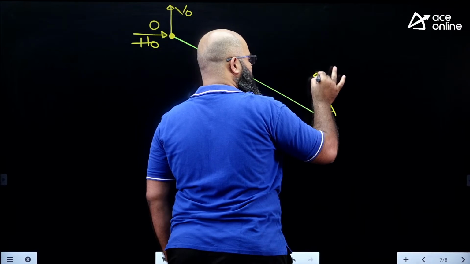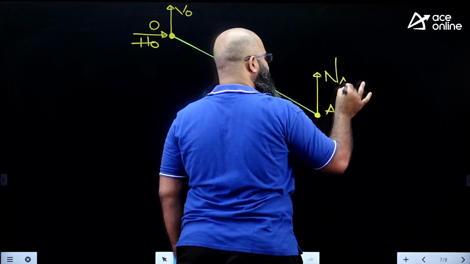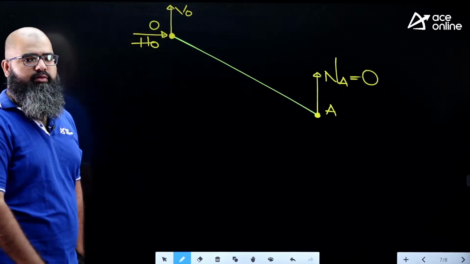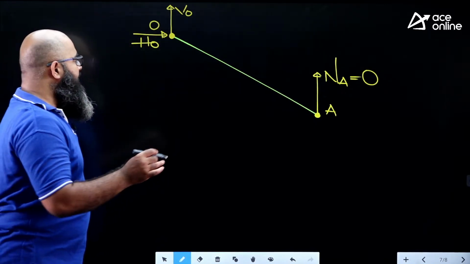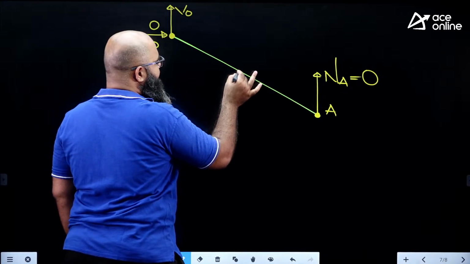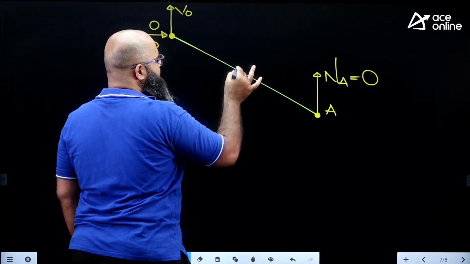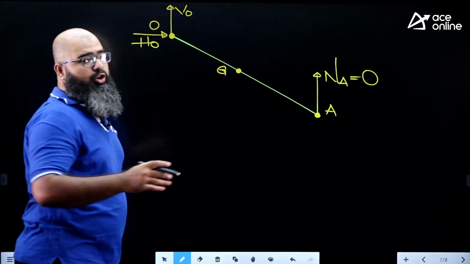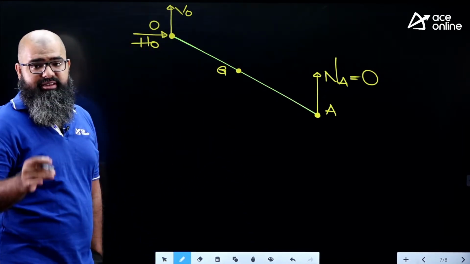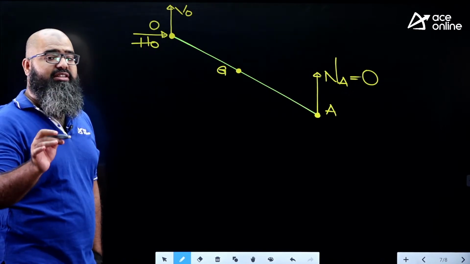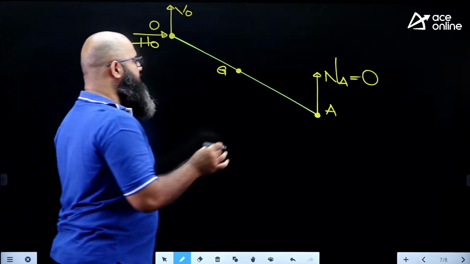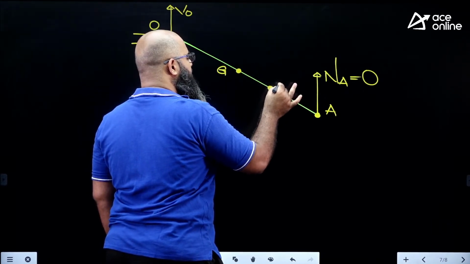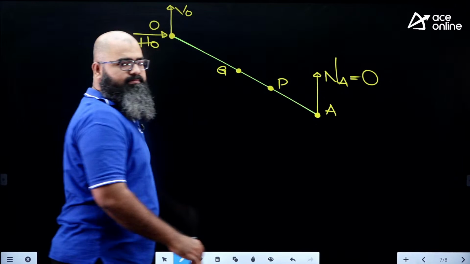So we know that the normal force at point A is equal to how much? It is equal to 0. Now, let us say this gate is having a center. This point is point G, the center of the plate. We know for sure that since it is an inclined surface, the center of pressure is supposed to lie below G. So the center of pressure is lying somewhere over here. This is the point at which the center of pressure lies.